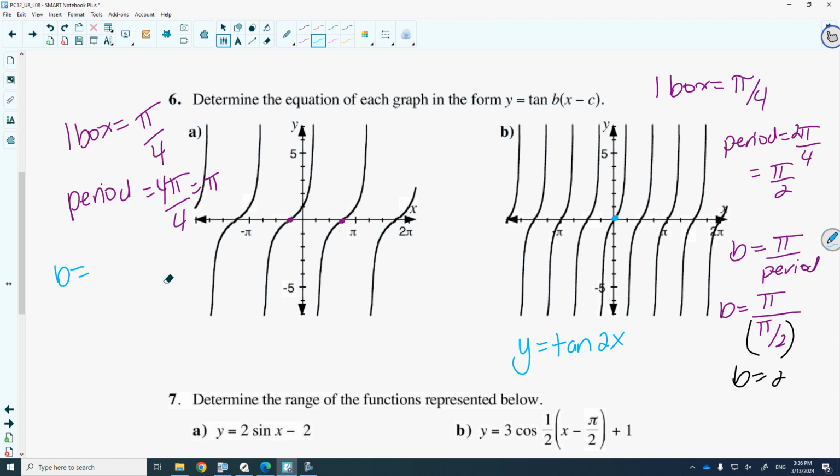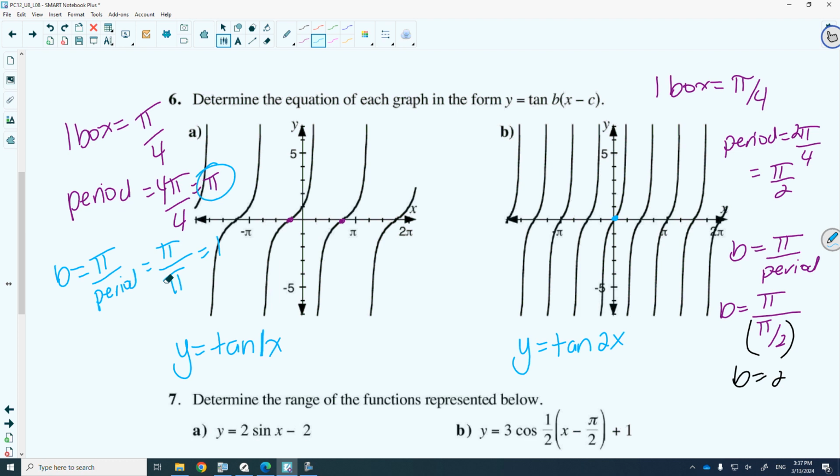Now, let's do the b value for this one. The b value for this one, again, it's a tan graph, so it's no longer 2 pi divided by period. The b value is pi divided by period. Pi divided by the period is pi, so pi divided by pi is 1. So the equation so far would be y is equal to the tan of x, since the b value is 1.